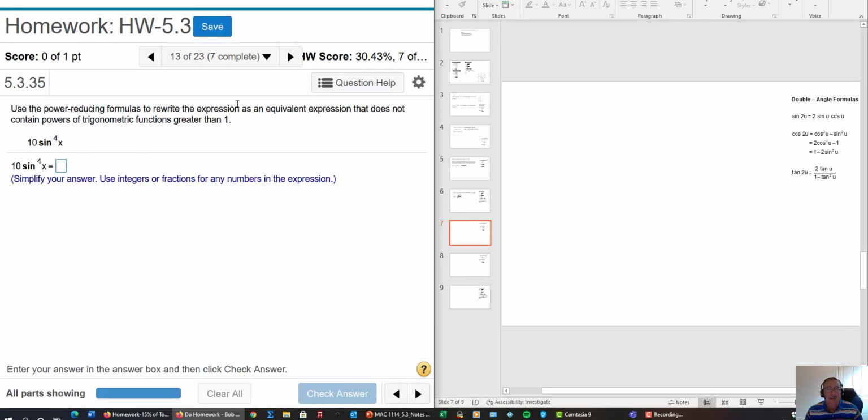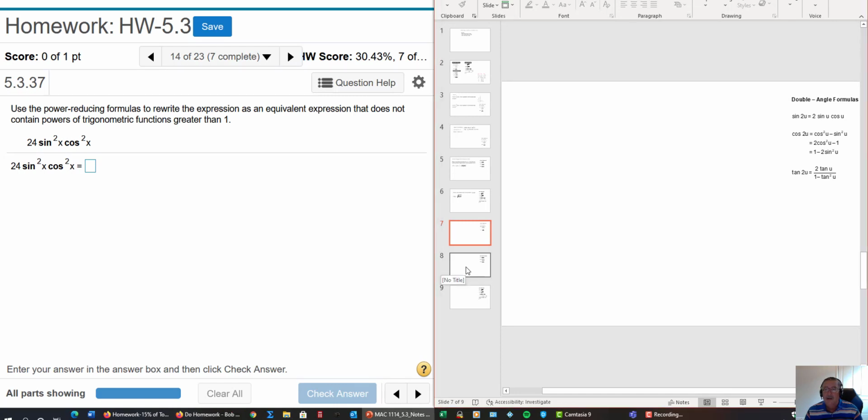All right, now let me take one more of these power reducing formulas and I'll work it and then I'll sign off. I think that y'all will be able to go from there on these. So we've done some more double angle. We've got the power reducing formula here. So let me give you one more example on this one: 24 sine square x times cosine square x.